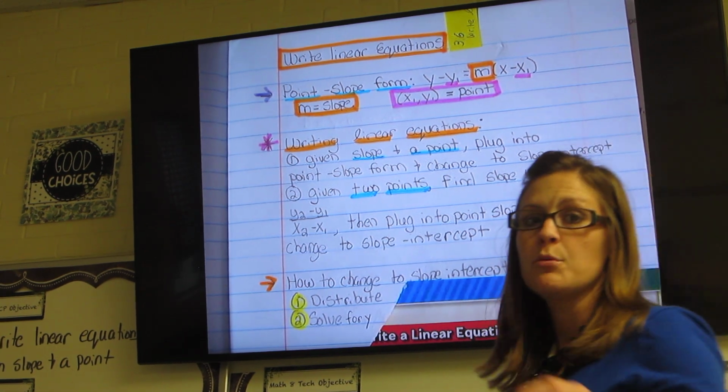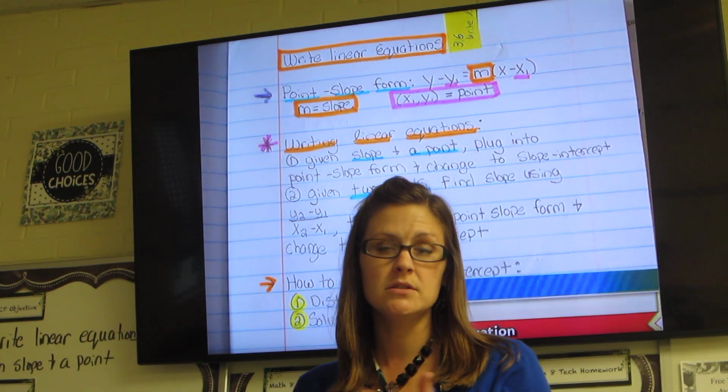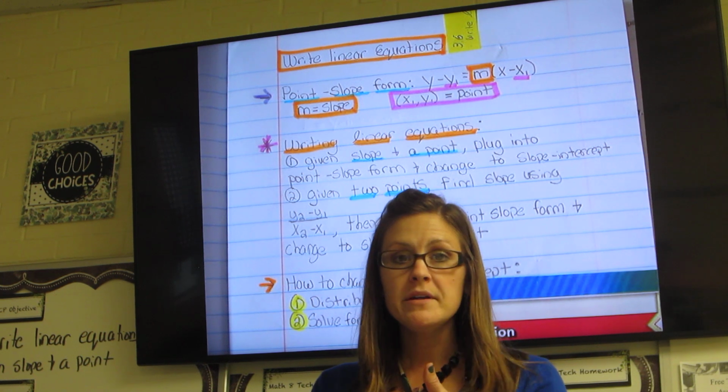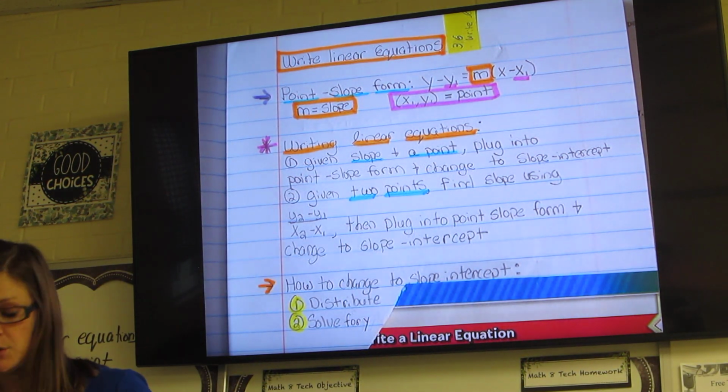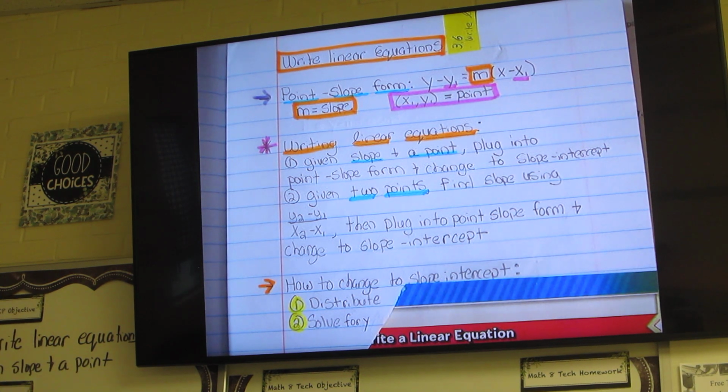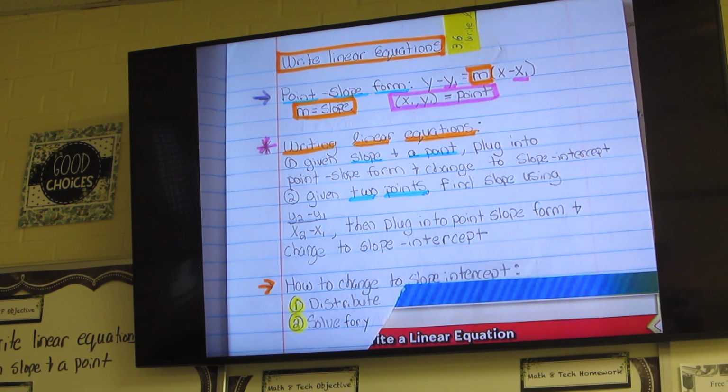In this little lesson, we're going to be talking about how to write linear equations when you're given a slope and a point, or either 2 points. So what I have up here now are the notes that I gave to my students. I'm not going to go through them, but you are more than welcome to pause and look at each individual step. I've broken it down into steps.